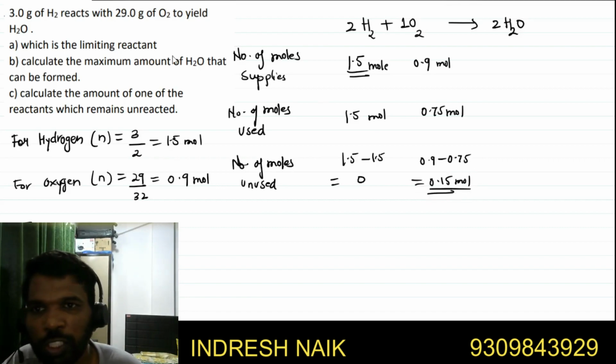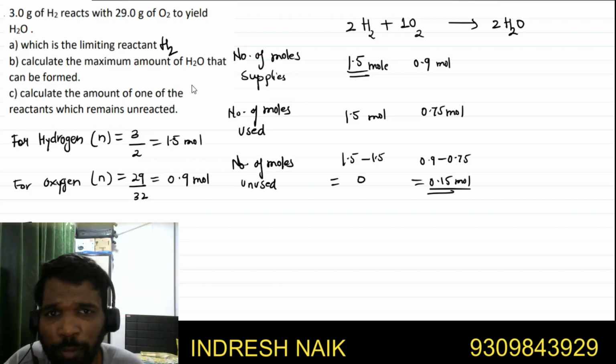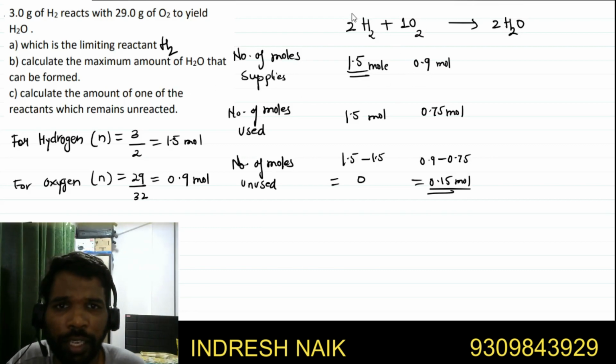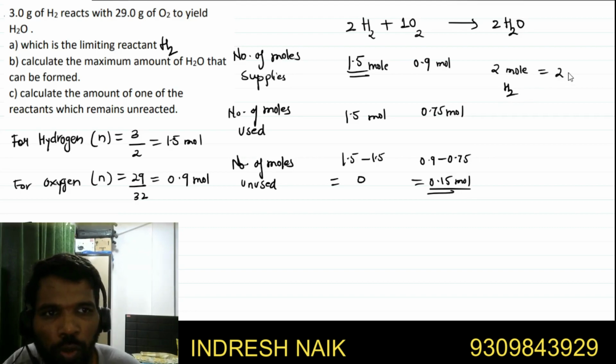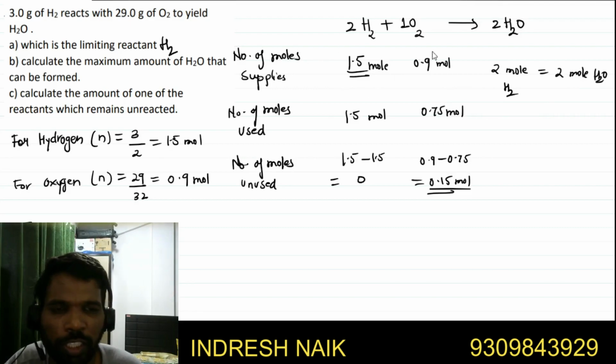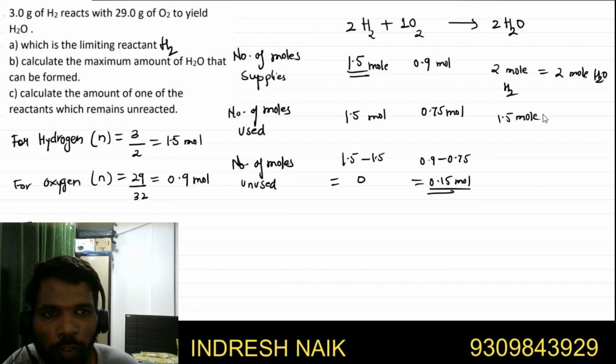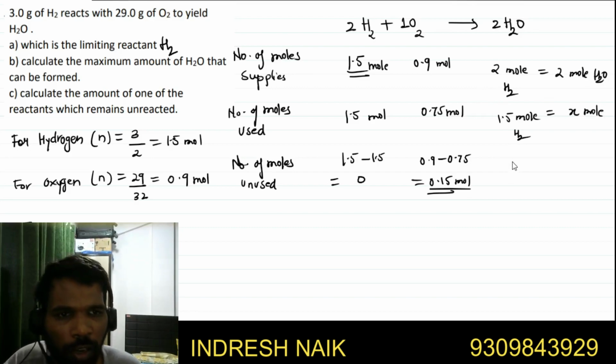Right? Question asked is which is the limiting reagent? Who is getting completely consumed over here? Hydrogen. So H2 is the limiting reagent. Calculate the maximum amount of H2O that can be formed. Since the limiting reagent is H2, 2 moles of H2 gives how much? 2 mole of H2O. So obviously the relation is straight, meaning 1.5 mole of H2 will give how much? X mole. You don't require a cross multiplication. 1.5 will give you obviously 1.5 mole.